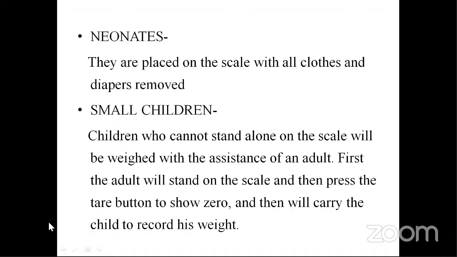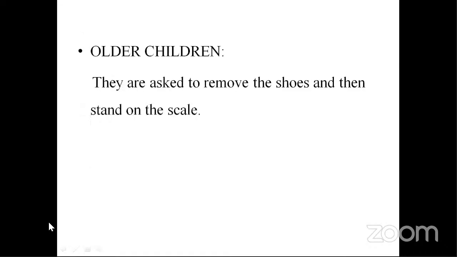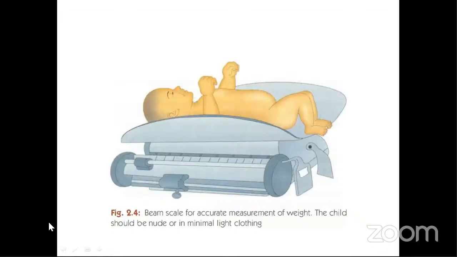Small children, children who cannot stand alone on the scale, will be weighed with the assistance of an adult. First, the adult will stand on the scale and then press the tare button to show 0 and then will carry the child to record the weight. So first we make the adult stand and then press the 0 button. Then we ask him to carry the child and then we subtract the weight from his own weight. So this is how we measure for the very small children who cannot stand on their own. For older children, we should ask them to remove their shoes and then stand on the scale. So this is how we measure for the 3 categories. So this is the beam scale.